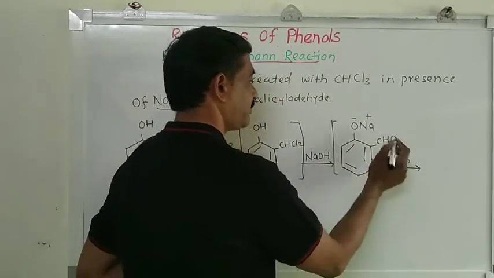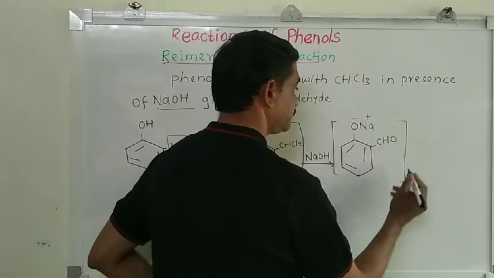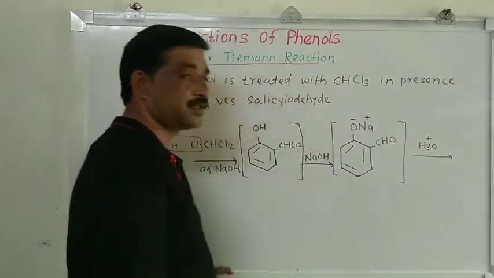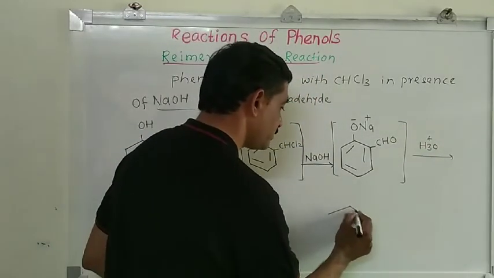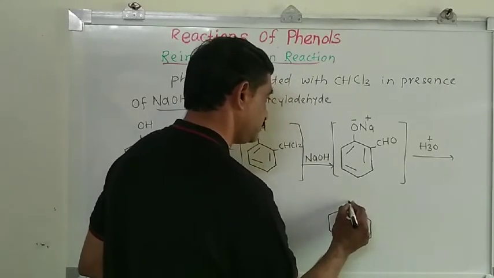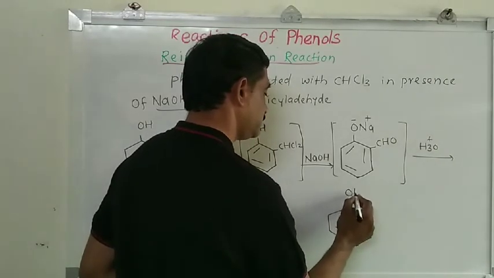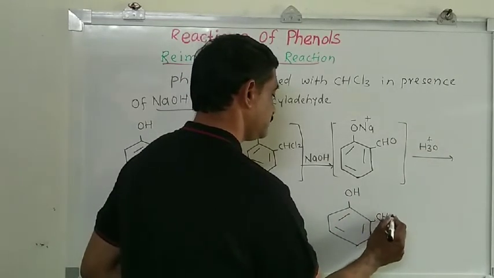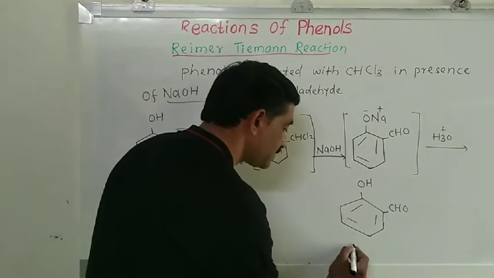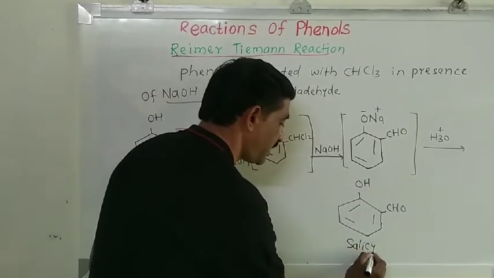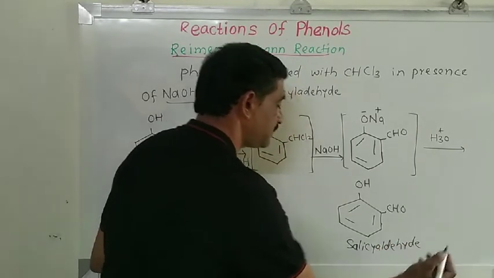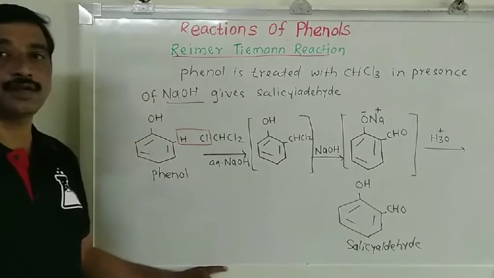This intermediate compound, on acid hydrolysis, gives the final product, and this compound is known as salicylaldehyde. This is salicylaldehyde, and the reaction is known as Riemer-Tiemann reaction.